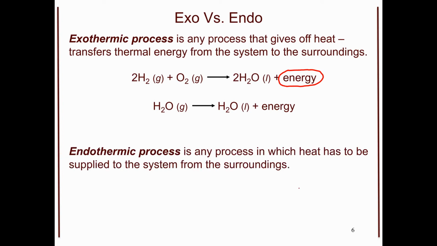An endothermic process is the opposite of what we see with our exo. This is where heat has to be supplied to the system from the surroundings. So energy must be coming in order for this process to work. So now you can see here, if I would like to convert my mercury oxide to mercury liquid and O2 gas, I need to input energy in order for this reaction to occur.